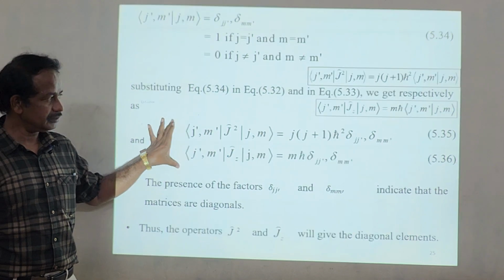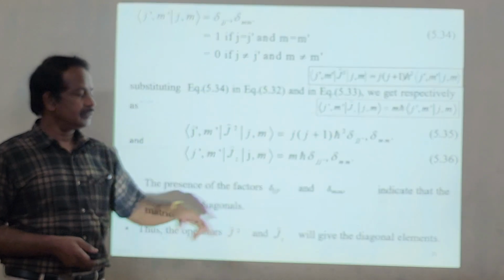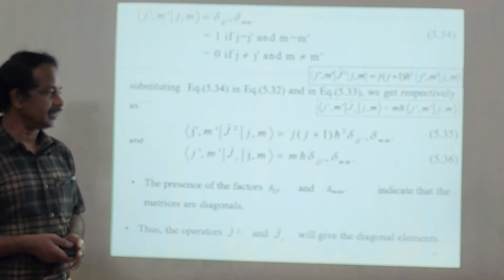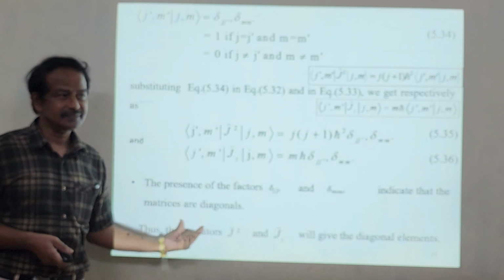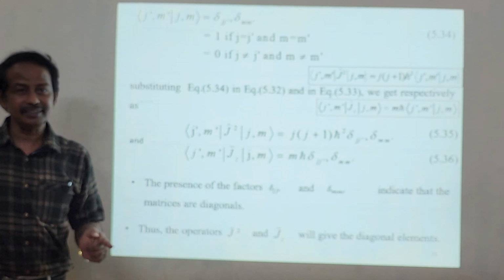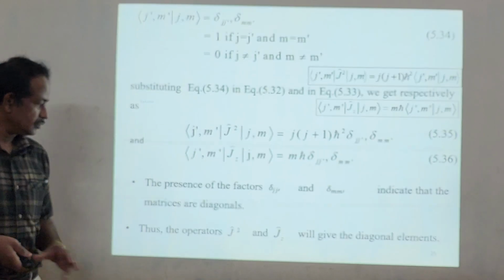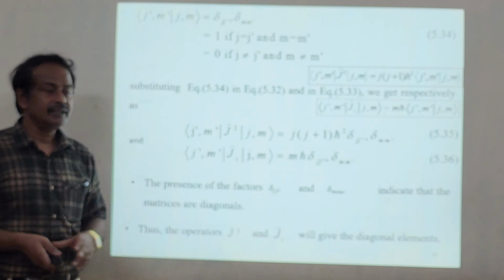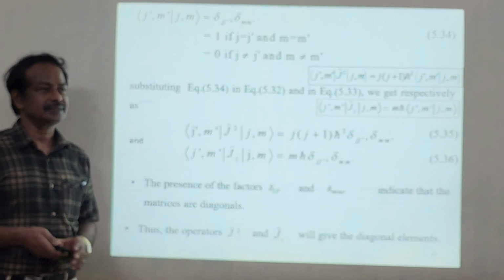Is it okay? The presence of the factors delta J comma J dash and delta M M dash indicates that the matrices are diagonal. If J equals J dash, if M equals M dash, we have only diagonal elements; no other elements will exist. So the operator J squared, J z will give you only diagonal elements. Very, very important concept.